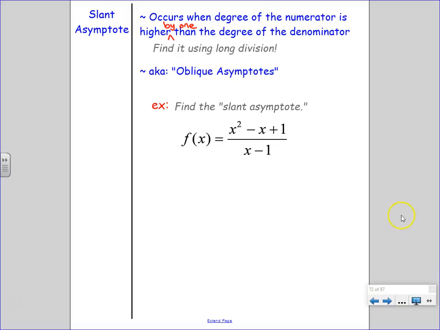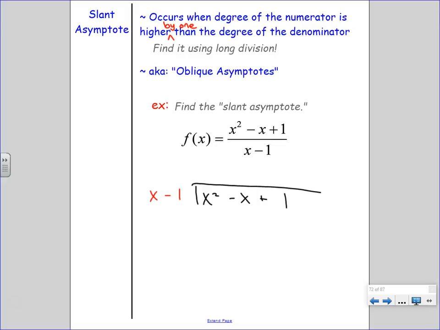Long division. How do we find the slanty asymptote? How do we find what it actually is so we can express it? We say, hey, top drops, right? I guess it could be synthetic, but just in case it's a little bit worse, so you can't do synthetic, let's do long division. It's the safest one.